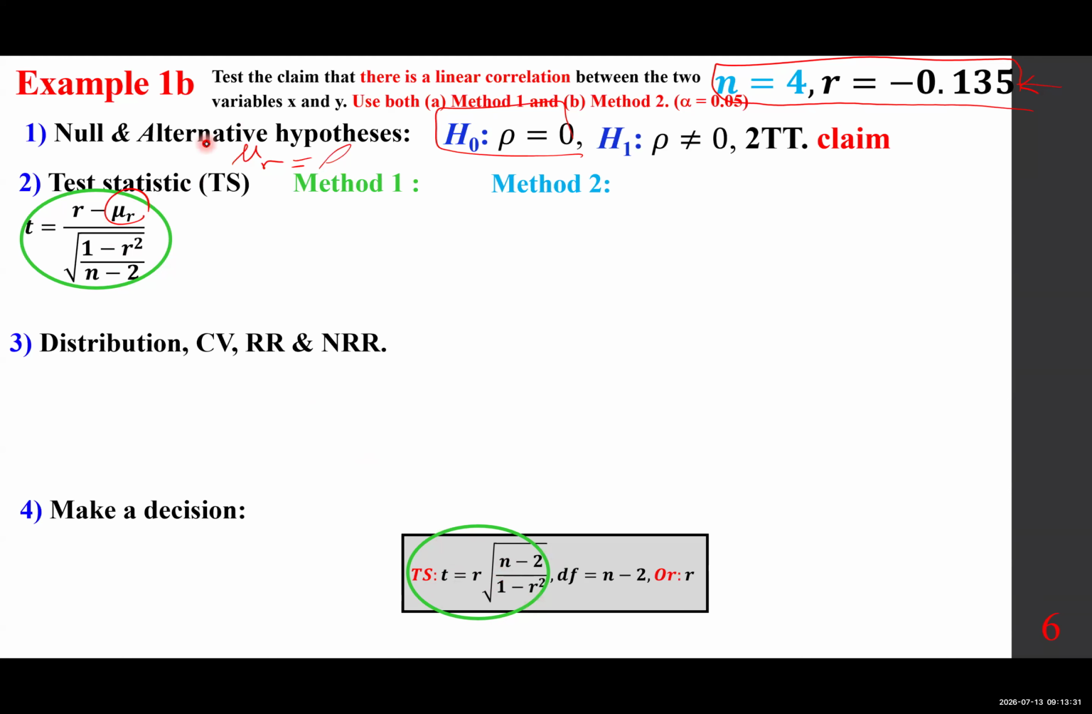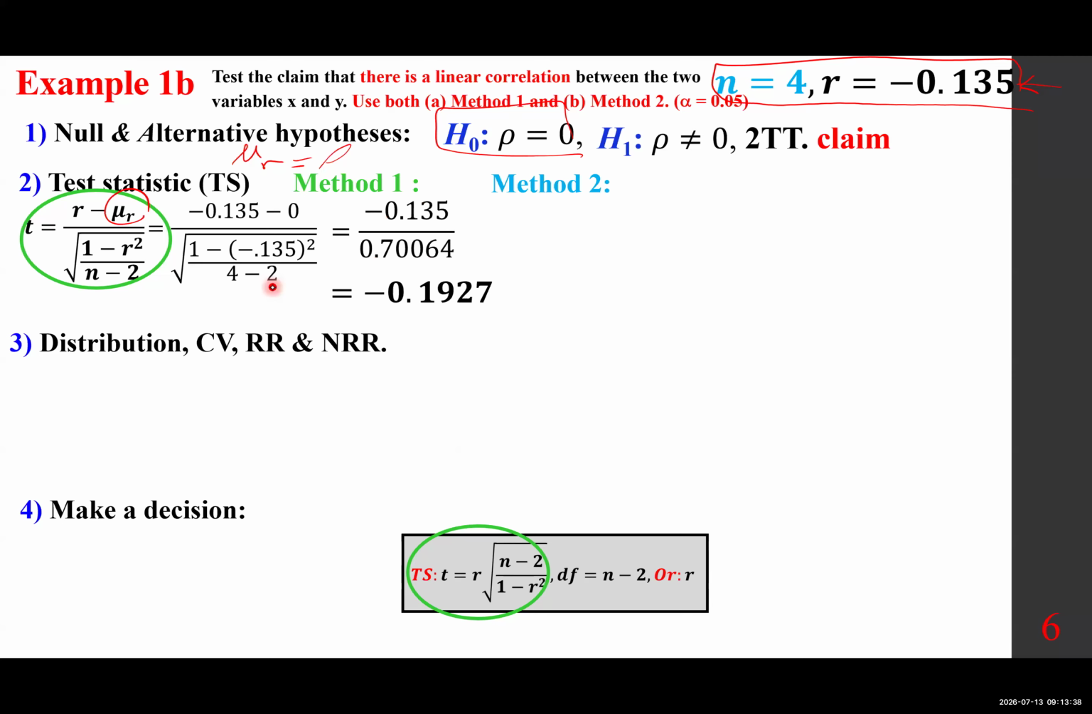And having said that, let's plug in, evaluate it, and we end up with test statistic T is negative 0.1927. Now for method 2, the value of test statistic R is the value of test statistic. Now we want to find CV, critical value. We want to find RR, rejection region. We want to find NRR, non-rejection region. That's what we do always.